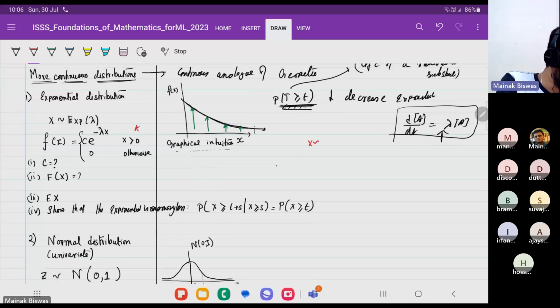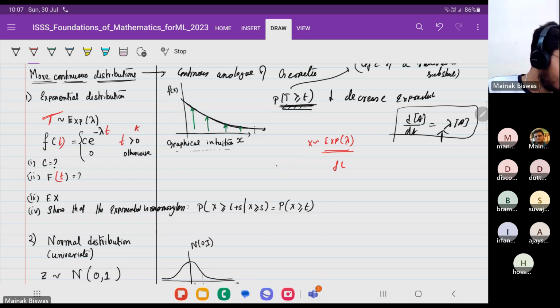So X is distributed as exponential lambda. Lambda is the decay parameter. So I have said f of x. I was telling you, let's write t here. It will be interesting. X is so uninteresting. Time will give you a proper sense. I don't like making it uninteresting. So tell me.